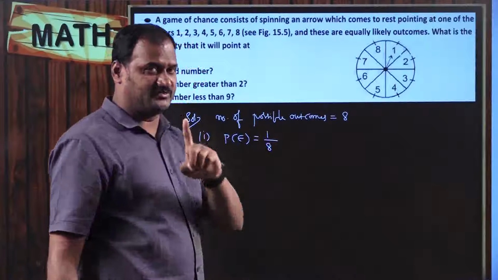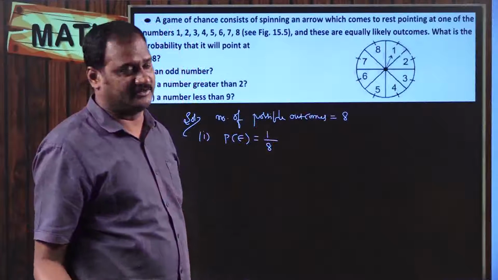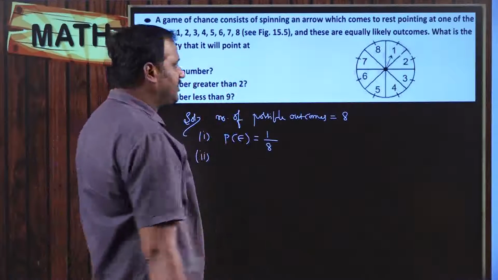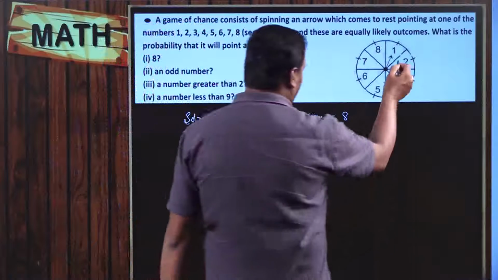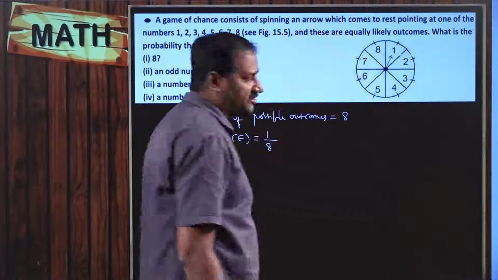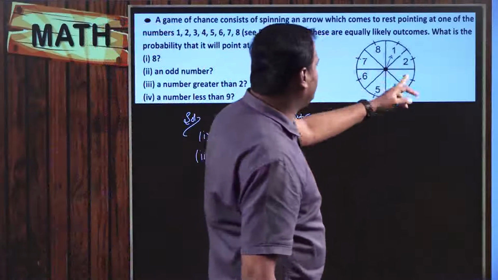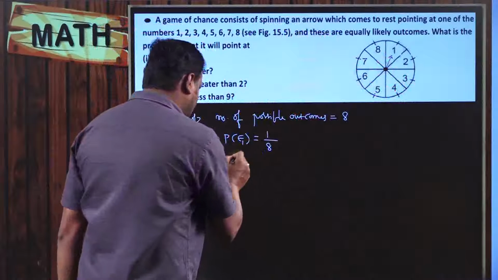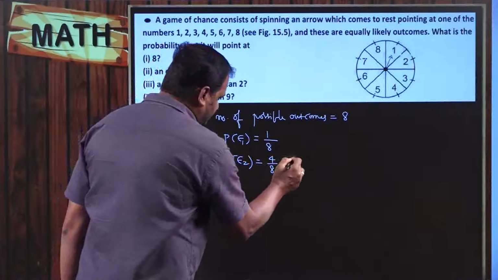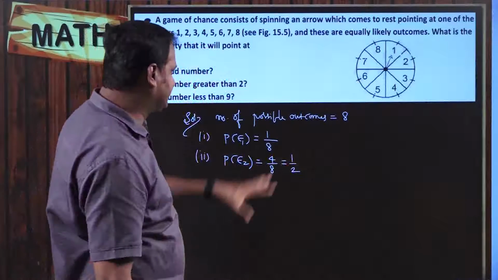That 1 is because there is only one 8, divided by the total number of outcomes, 8. Coming to the second one, an odd number. How many odd numbers are there? 1 is odd, 3 is odd, 5 is odd, 7 is odd. Out of 8, half are even and half are odd, so there are 4 odd numbers. So the probability is 4 divided by 8, which is equal to 1 divided by 2. The number of odd numbers is equal to the number of even numbers in this condition.